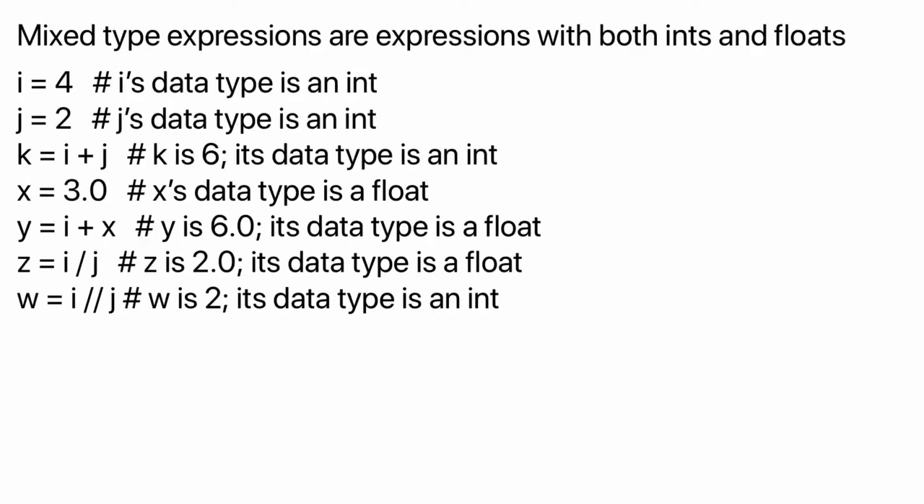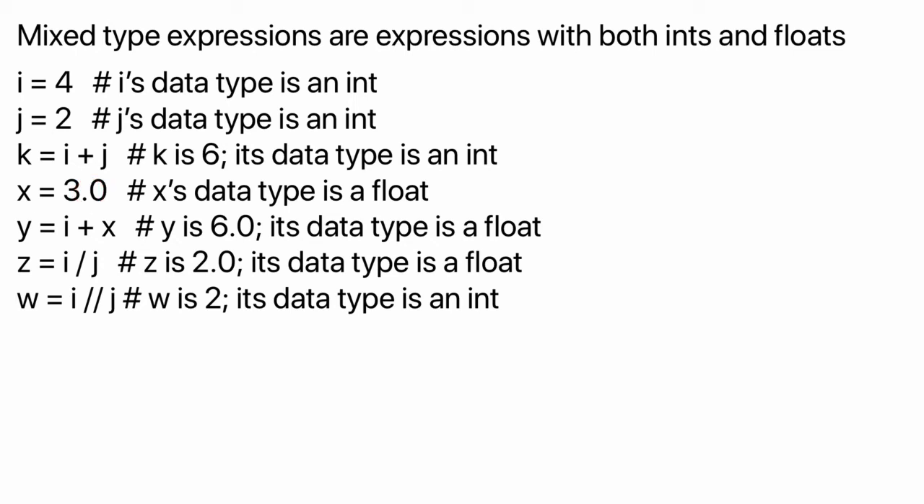Mixed type expressions are expressions with both ints and floats. Let's step through this example here as if we were the computer executing it. When we say i equals 4, i will be an int, and then j equals 2, j is an int. And then in this expression here, because both i and j are ints, the sum of two ints is an int, so k will be an int.